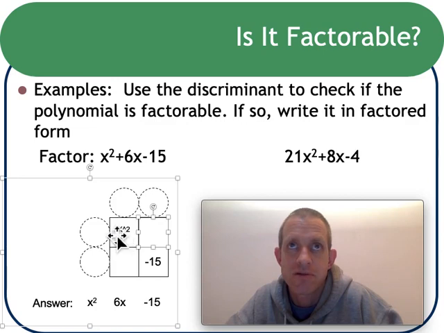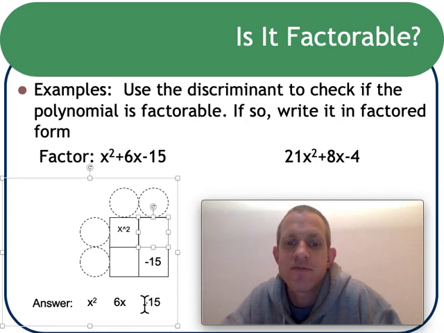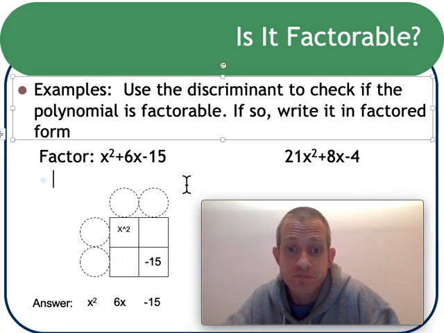Well, let's see. There's 1 and negative 15. There's 3 and negative 5. There's 5 and negative 3 and 15 and negative 1. Those are the only combinations that multiply up to negative 15. And, well, that's the problem. None of them add up to 6. And because I can't come up with a combination of numbers that multiplies to negative 15 and adds up to 6, that means this can't be factored.